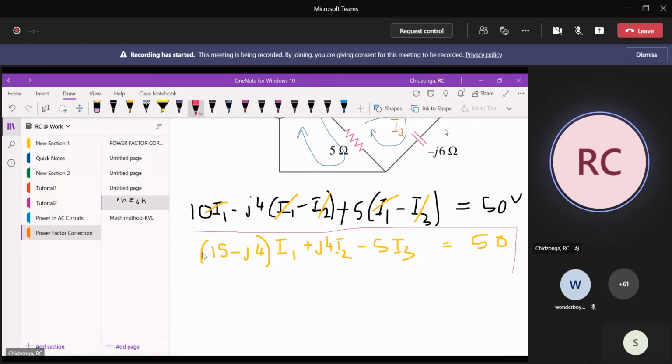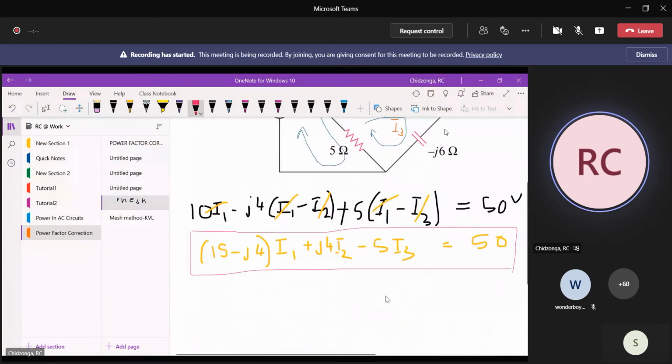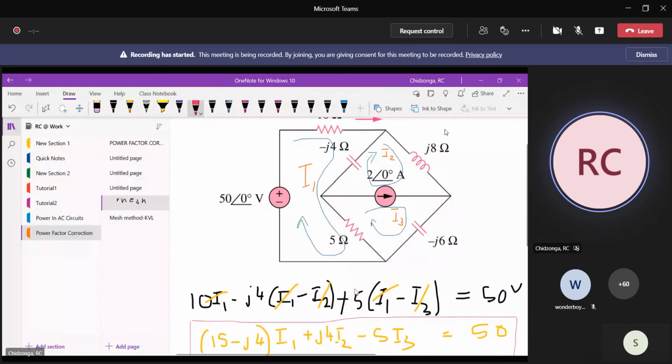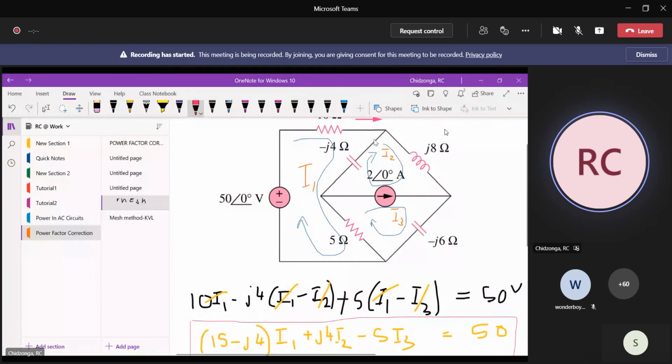So you keep that one. Now notice that there are 3 mesh currents. It means you're going to need 3 equations. You're going to need 3 equations to find this solution. Now let's go to mesh 2, which is this one.